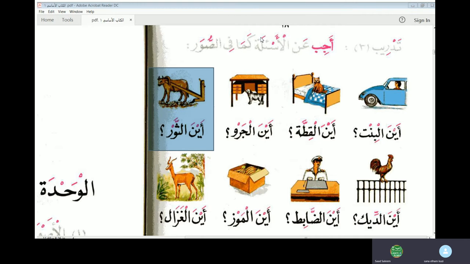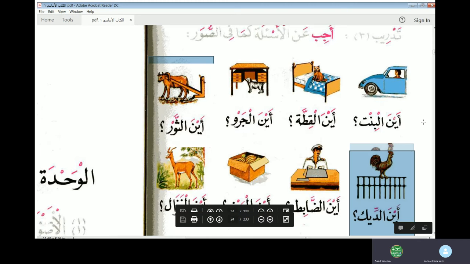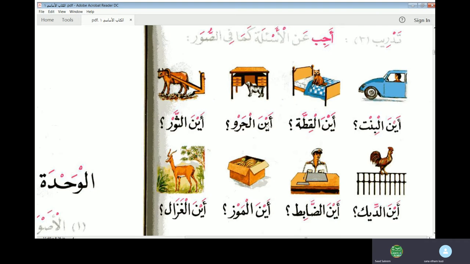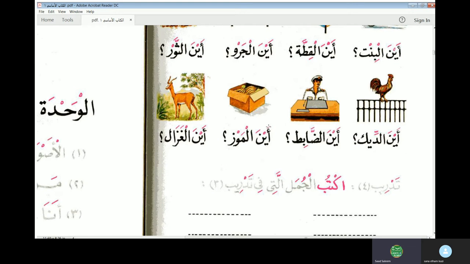Where is the hen? Rooster. The hen is feminine, the rooster is masculine. The rooster is on the fence.